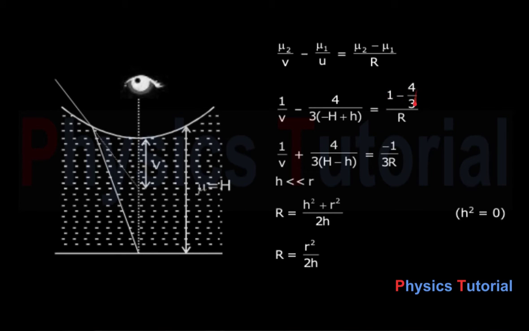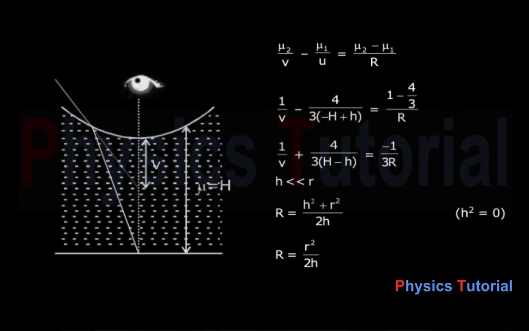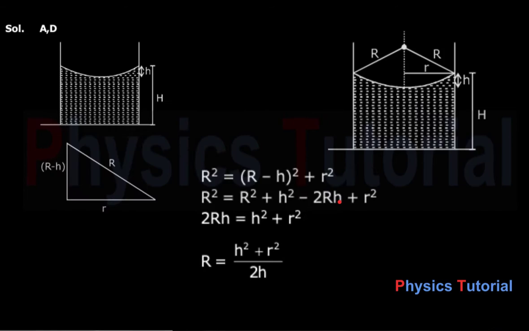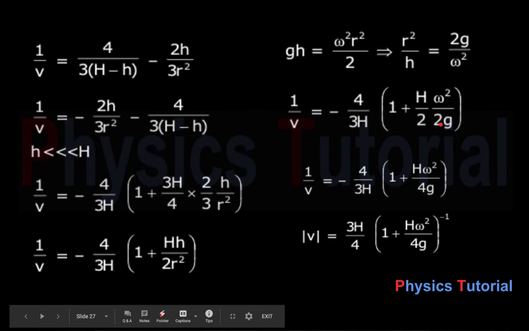So mu2 minus mu1, that is 1 minus 4 by 3, and then consider h is very less than r. You can assume this and solve, as we have already evaluated the value of capital R also. You see capital R is (h square plus r square) upon 2h, you can use this over here. So capital R is equal to (h square plus r square) upon 2h. This we can use here. So capital R is equal to r square upon 2h.